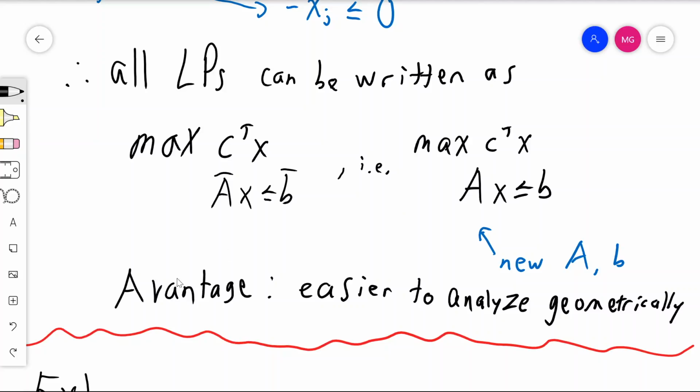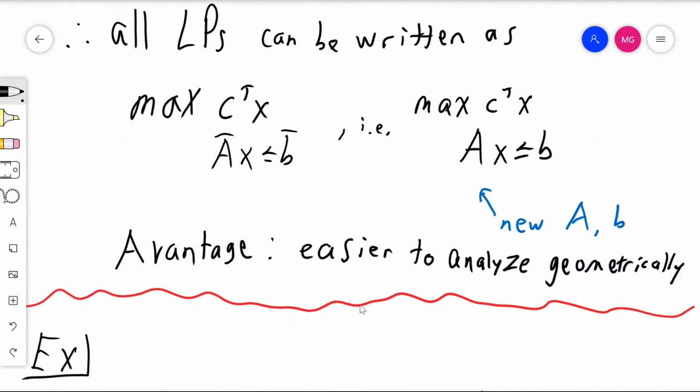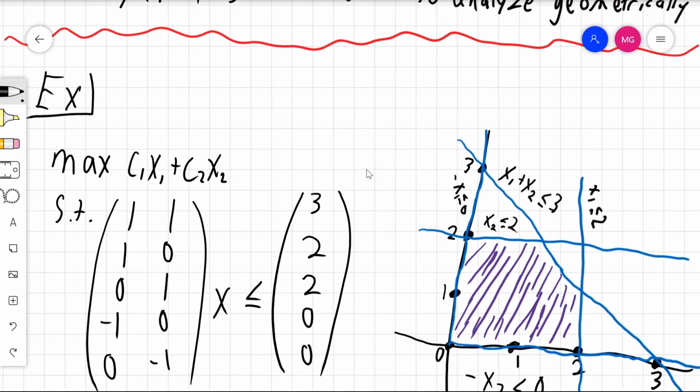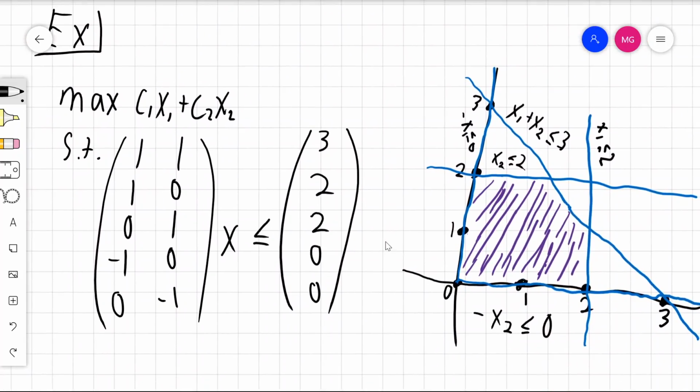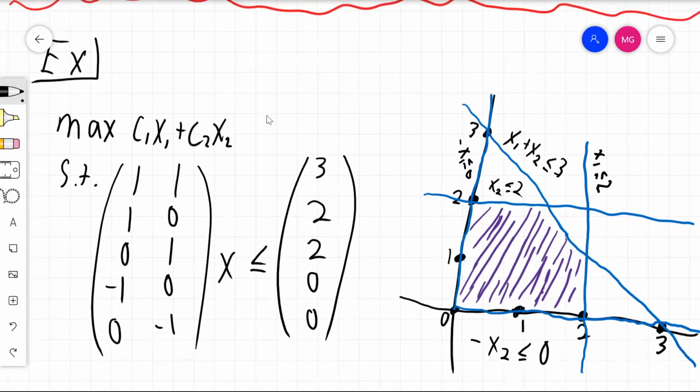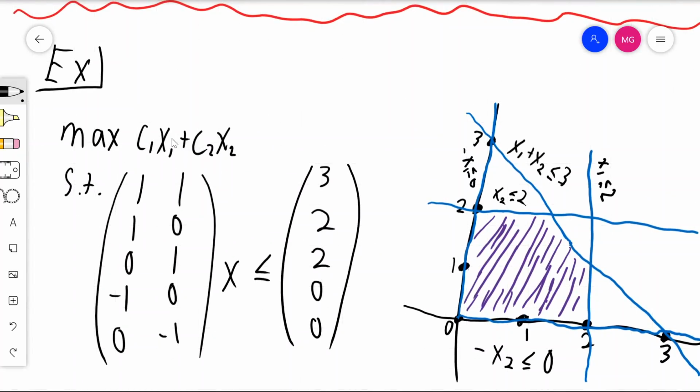So, okay, and what's the advantage of writing it like this? Well, it's easier to analyze geometrically. So let's see why with an example. It's max, I don't care actually what the objective function is, just fill in whatever you want, it doesn't matter. What we care about is the constraints. We're looking at the solution set, the feasible solutions.